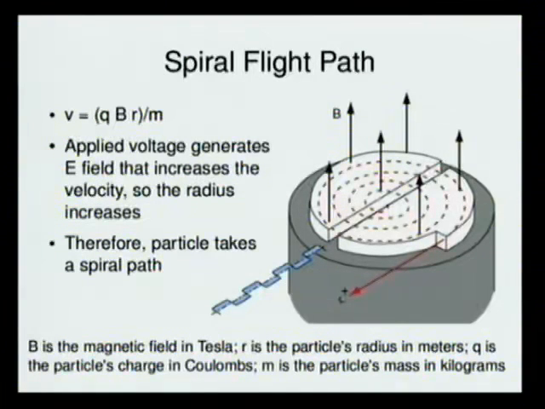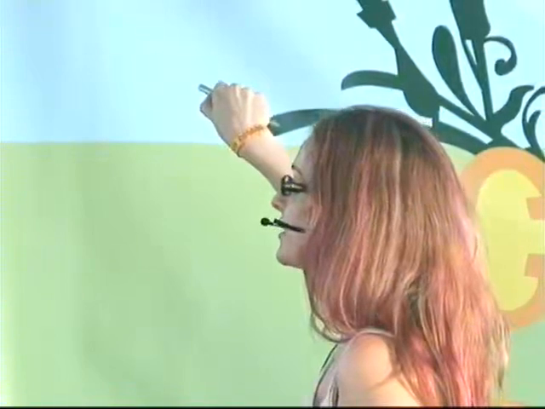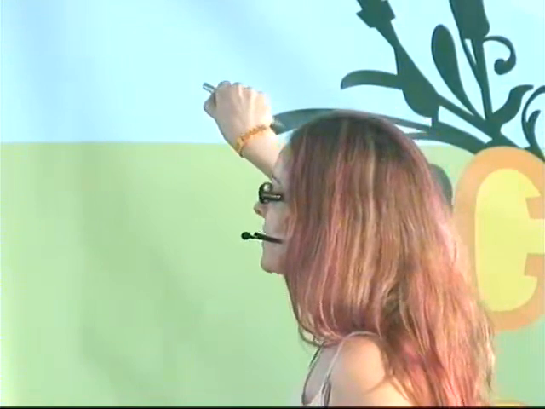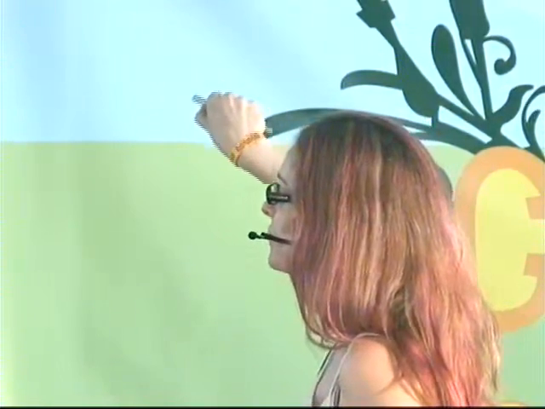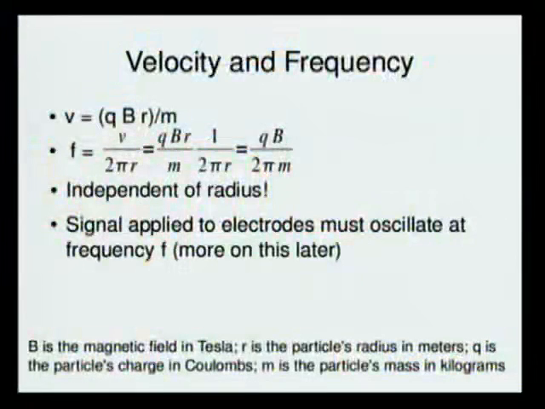And so because the frequency is independent of radius, when they get out here, the particles are moving a lot faster than they are in here. But it's timed correctly so that for all of the particles, you can switch it at that same frequency, given by that equation. So, as I said, the signal that you apply to the two electrodes has to oscillate at that frequency f.